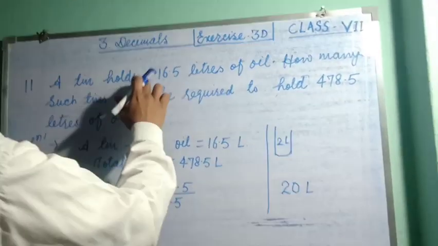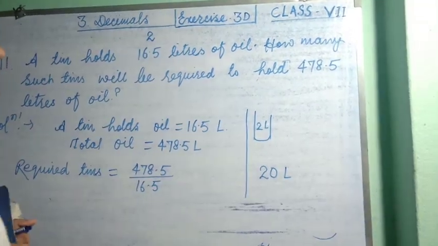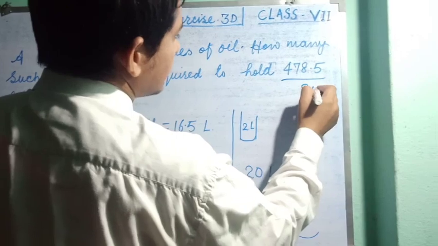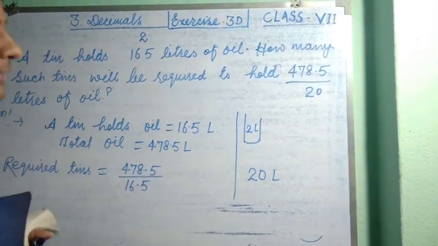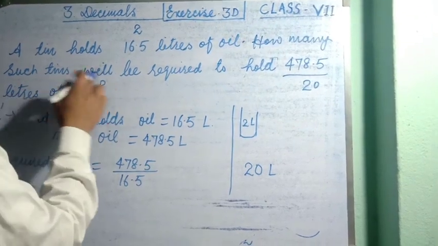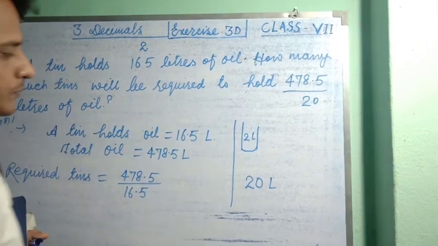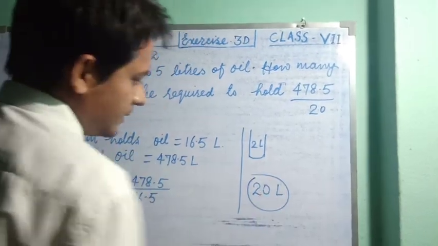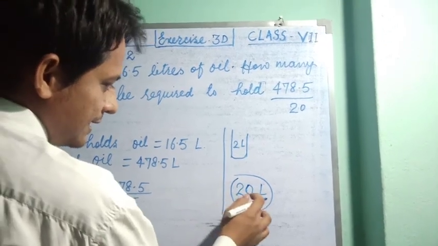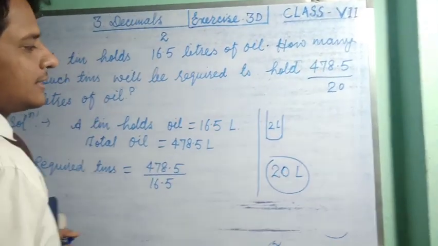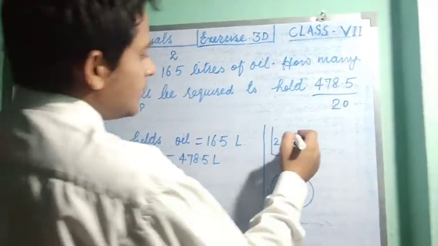Suppose instead of 16.5, if we place 2 liters. Suppose a tin holds 2 liters of oil. How many such tins will be required to hold 20 liters of oil? Let us see, the total oil is equal to 20 liters, and now one tin can hold 2 liters. Then how many tins?